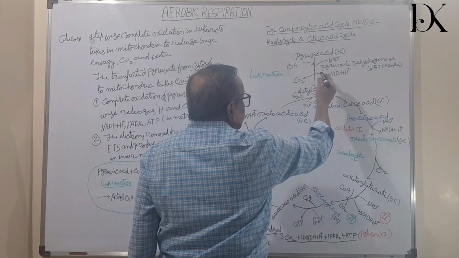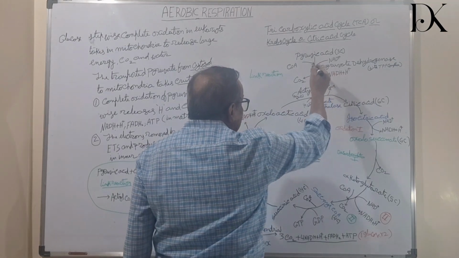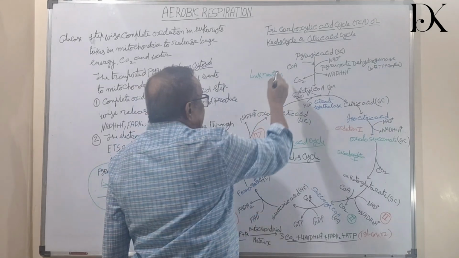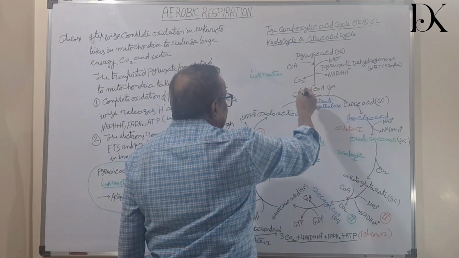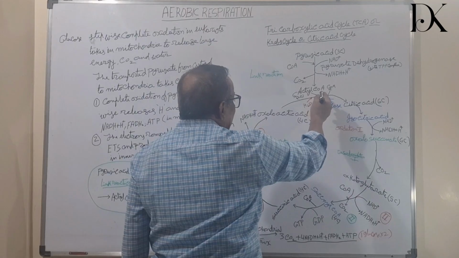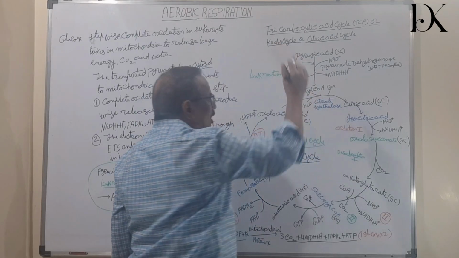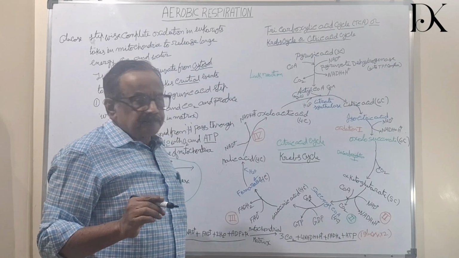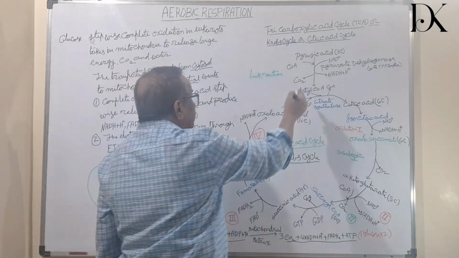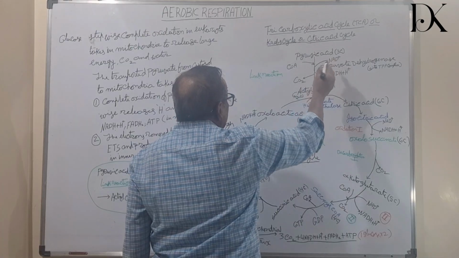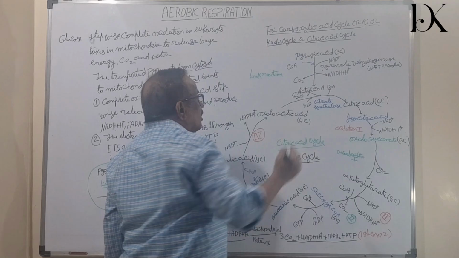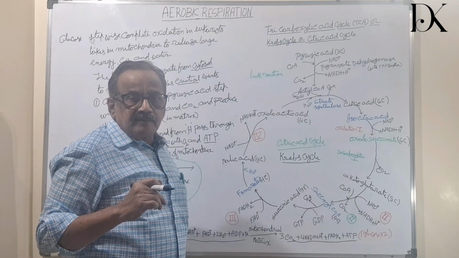NAD, so pyruvic dehydrogenase. Pyruvic acid is oxidized. That is also important. Coenzyme A is taken, finally to form acetyl coenzyme A, in which the acetyl group is a 2-carbon compound. This acetyl coenzyme A means pyruvic acid, a 3-carbon compound, lost 1 carbon and became a 2-carbon compound. That is the acetyl coenzyme A.